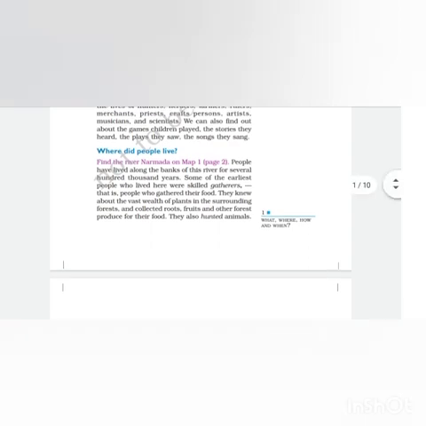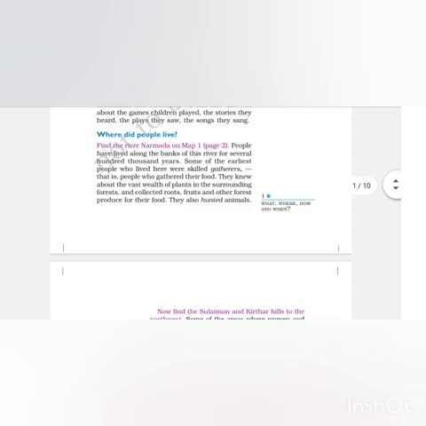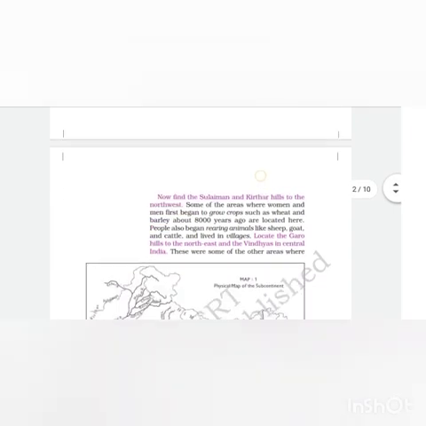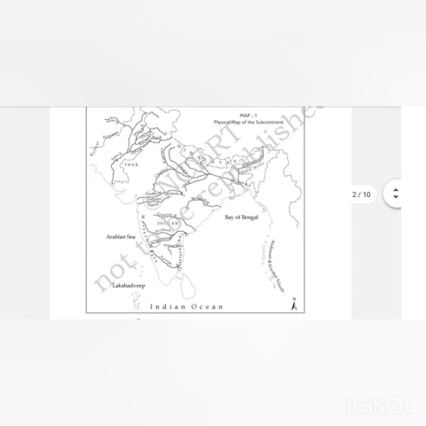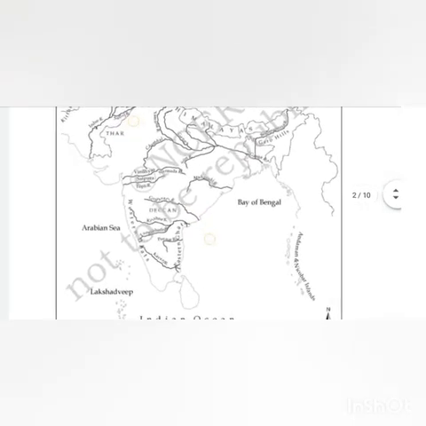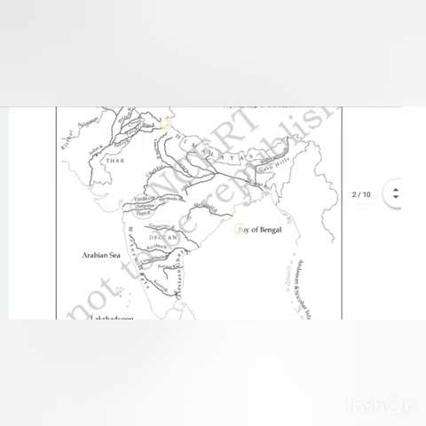Now the next caption is, where did people live? Early humans lived along the bank of the river Narmada. You can find it on the map on page number 2. Let's see, where is Narmada? Narmada is in central India. The state is Madhya Pradesh. Yes, you can find it here.